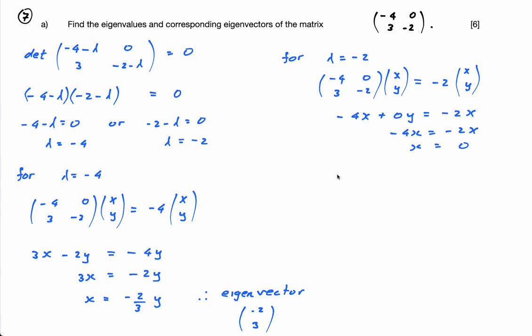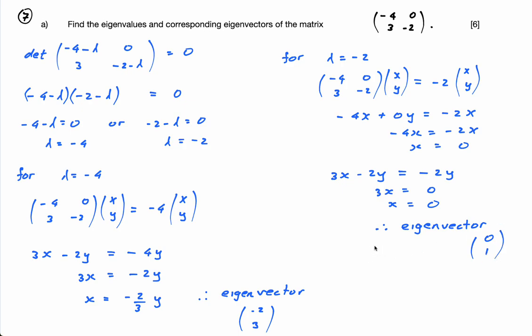And then if I use the bottom line, I have 3x minus 2y is equal to -2y. Again, here you're just going to get 3x equals 0, x equals 0. But if x equals 0, I can use any eigenvector I want. I can use any eigenvector that has an x as 0. So that's 0. I may as well just choose 1.